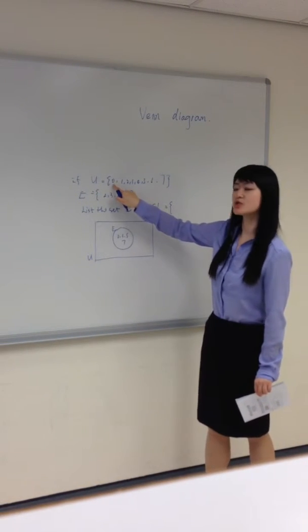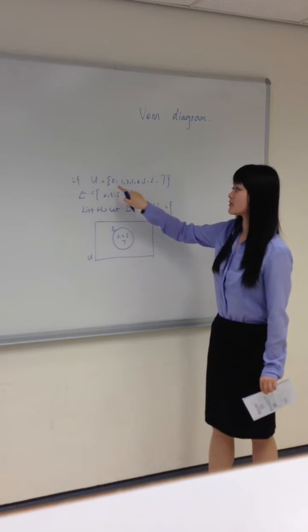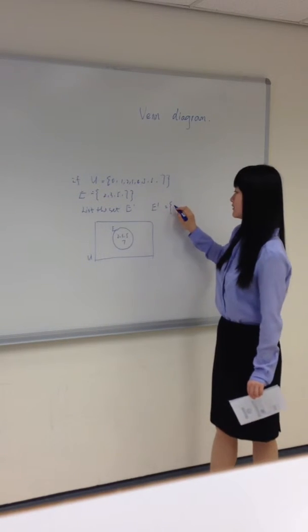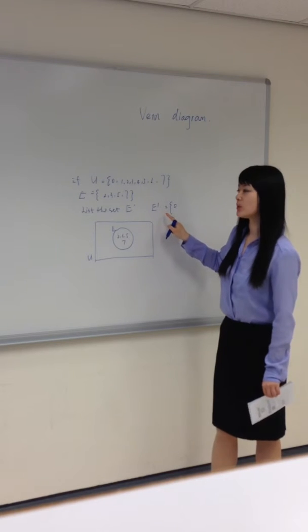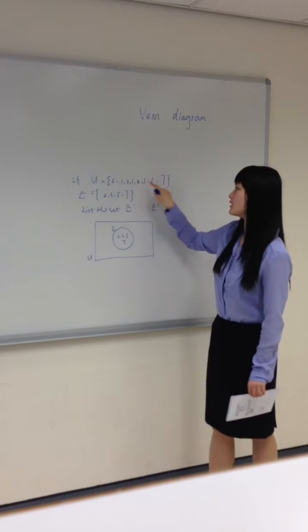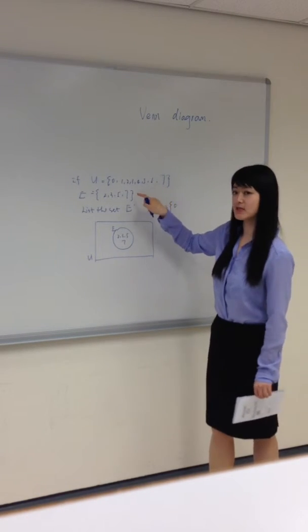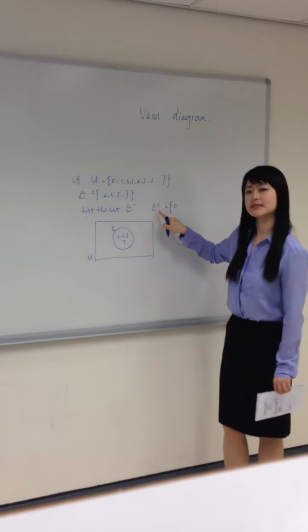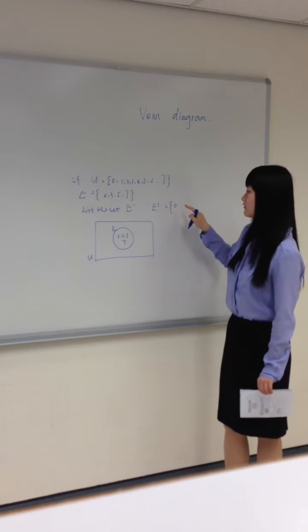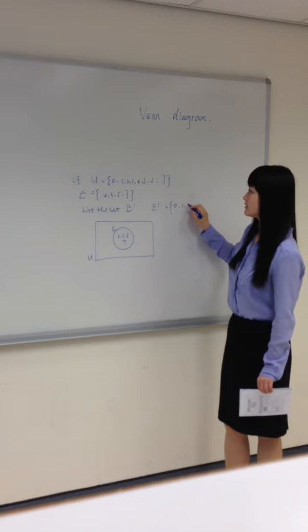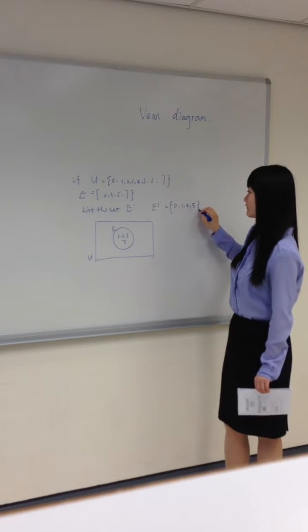So we start to check with 0. 0 is not in set E, so 0 should be in the E complement. We'll do the same thing to 1 to 7 to check whether they are in set E or not, and then we'll find E complement consists of 0, 1, 4, and 5.